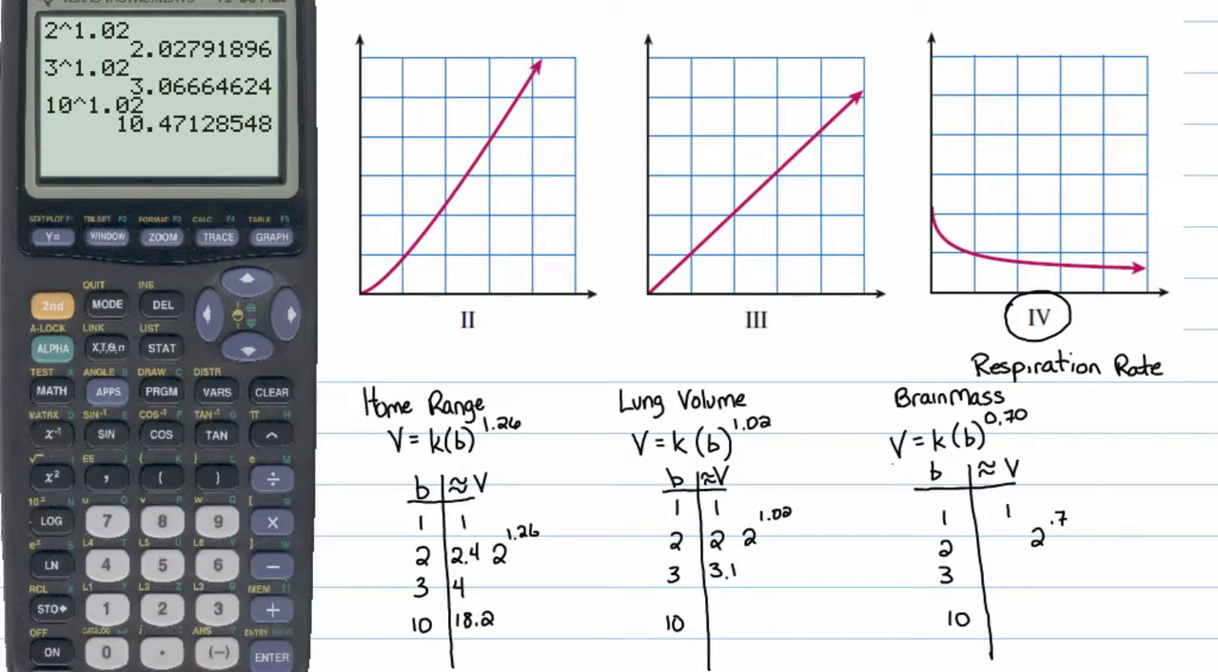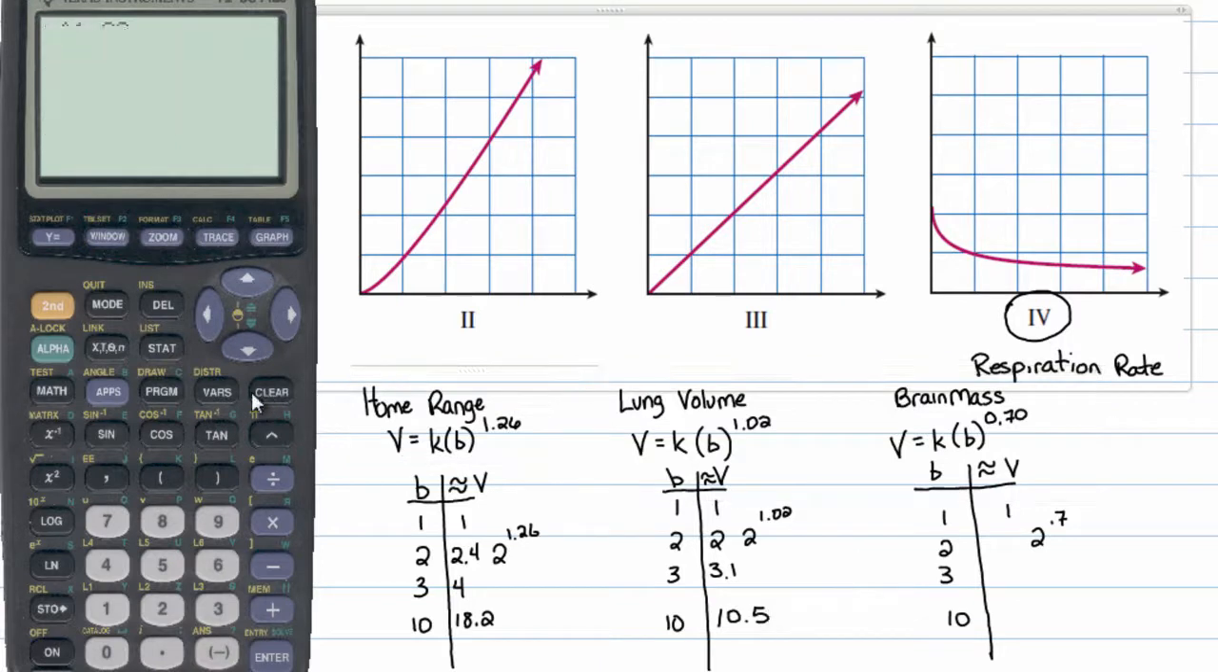And I get 10.5. Actually, what's interesting about this one is that as a creature, as a mammal increases in body mass, the lung volume increases about at the same rate. And finally, let's look at the brain mass.